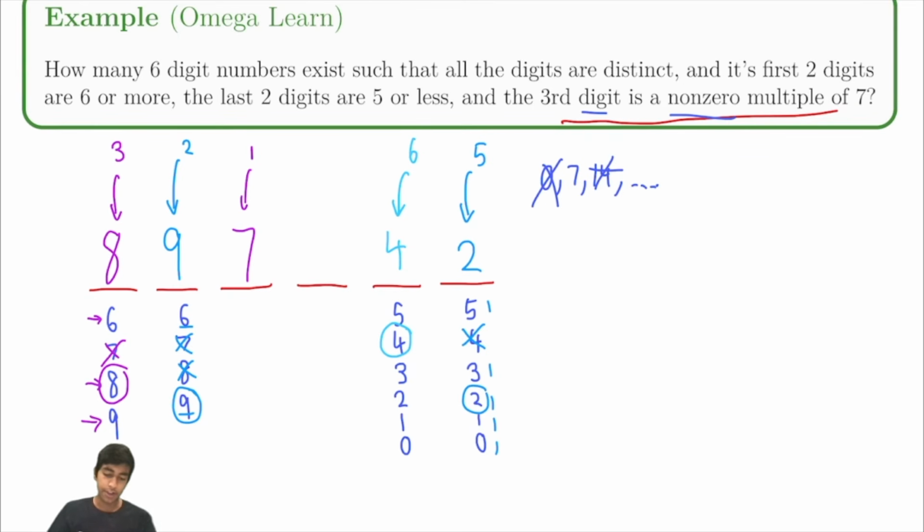Now, what about the middle digit? How many choices for the middle digit? So the middle digit, there's no conditions other than the fact that all the digits are distinct. So it can't be the same as any of the already previously chosen digits.